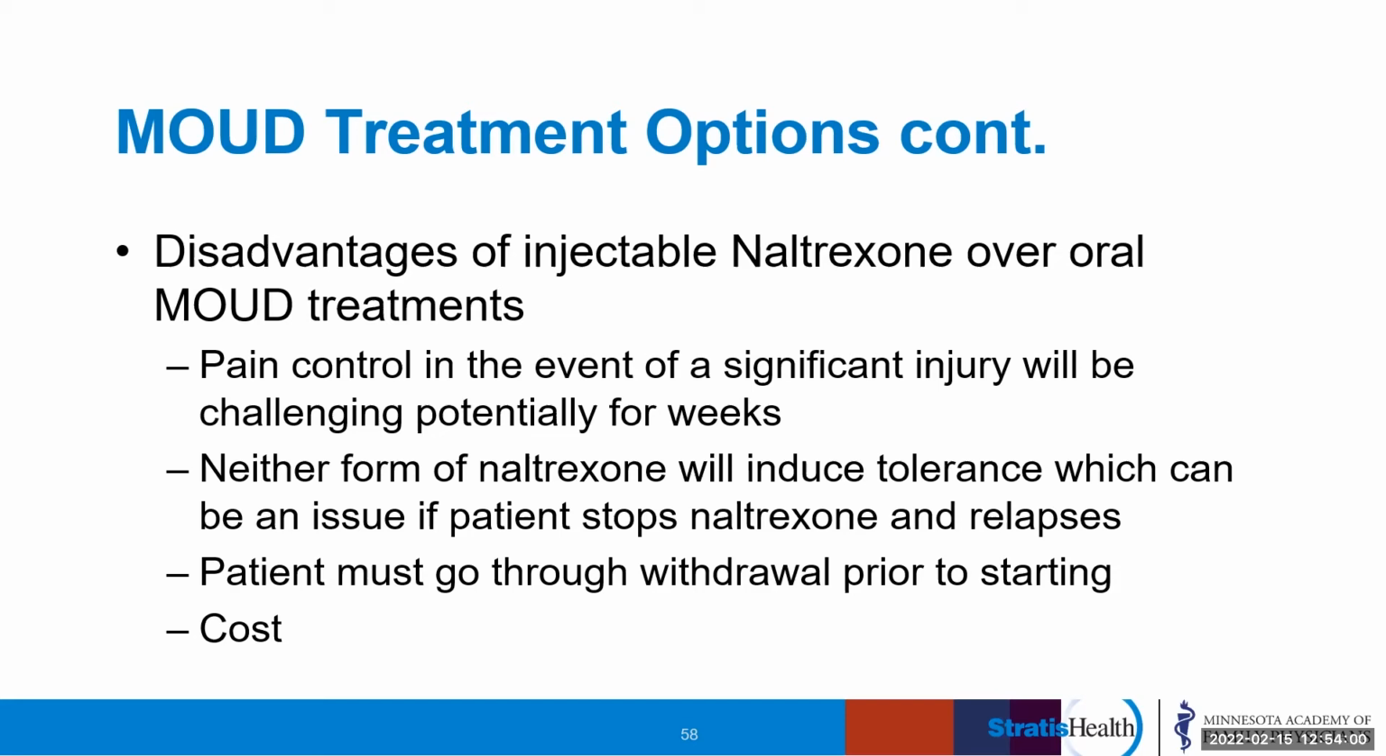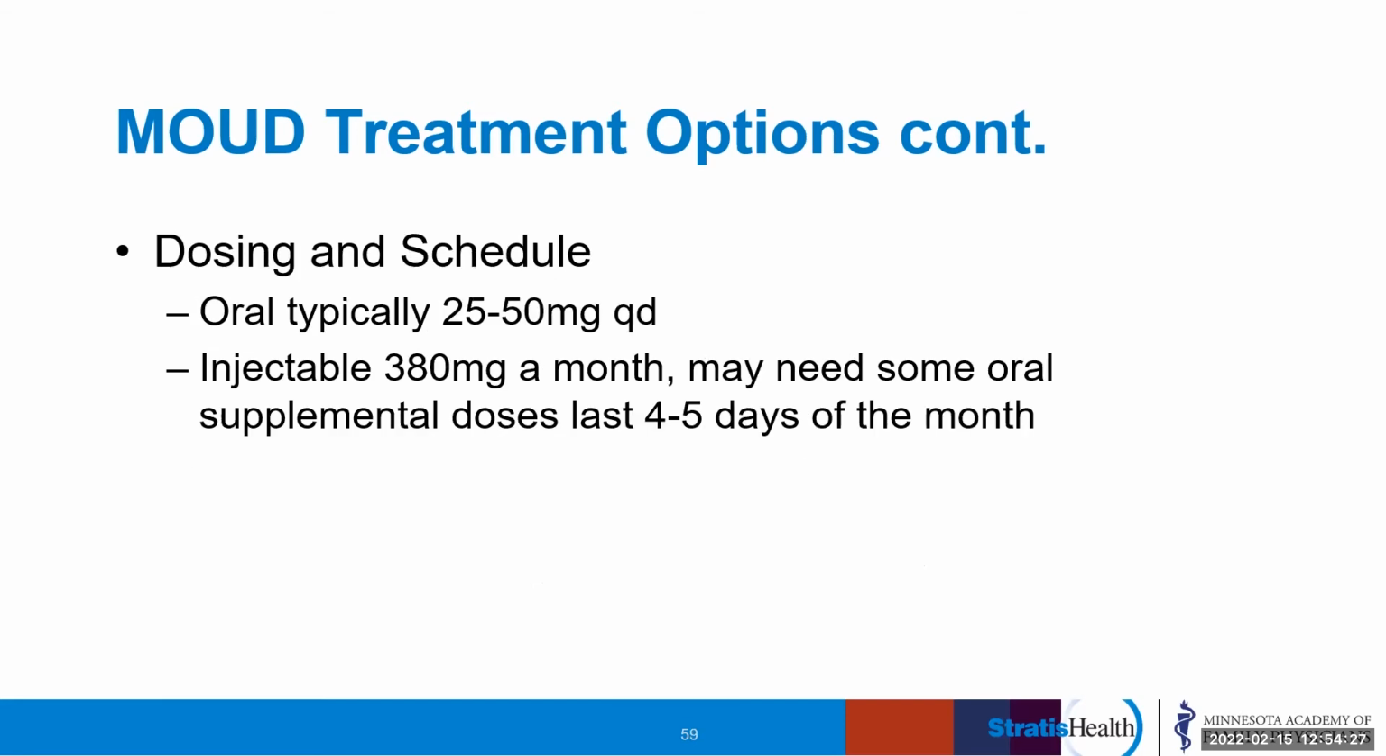The biggest problem in my mind is actually the patient has to go through withdrawal prior to starting. And this could be quite a few days that you've got to go through the entire withdrawal with adjunct medicines and then start that. And that's a problem. I'll show you some of the statistics surrounding that. And obviously cost. Cost is a big barrier. It's about as expensive as the Sublocade. So you're talking anywhere from $1,200 to $1,500 a month. So it is expensive. How is it dosed?